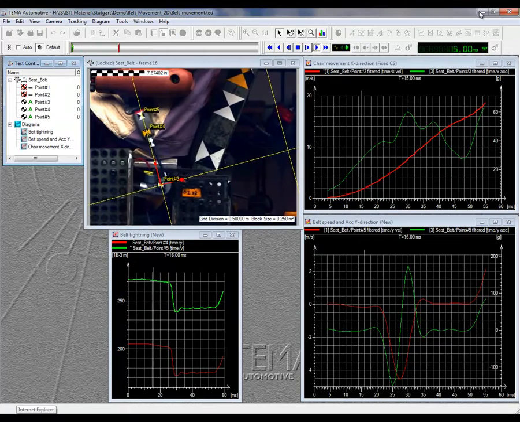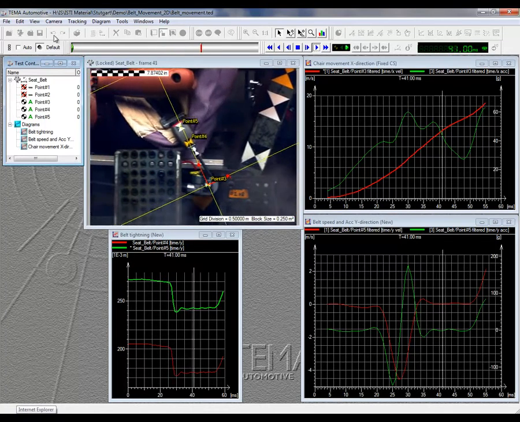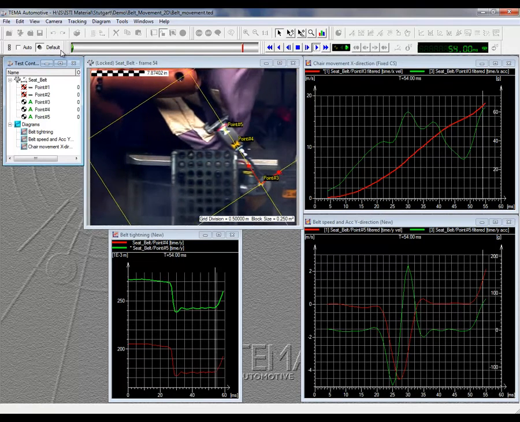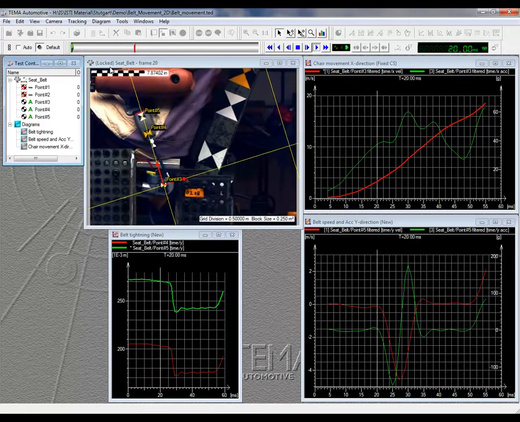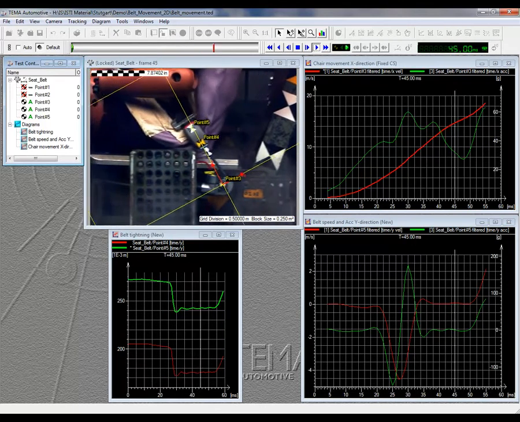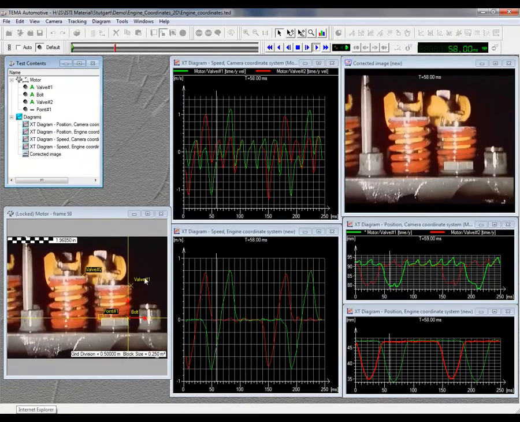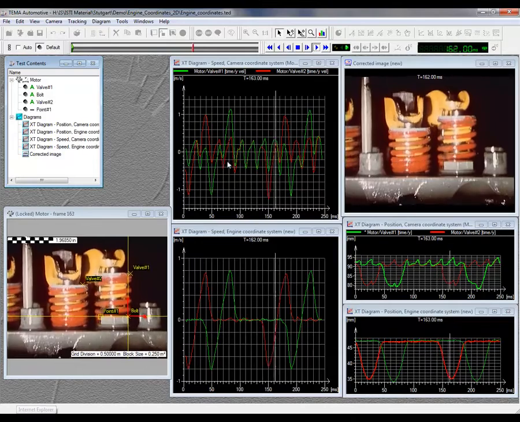Now we are going to measure the angle and motion of the components of a seatbelt system using the seatbelt mounting bolt as the point from which measurements are plotted. This is done by transferring the coordinate system from the bottom left-hand corner of the image, the default, to the seatbelt mounting bolt. In this case, we are measuring the valve motion relative to the engine block.